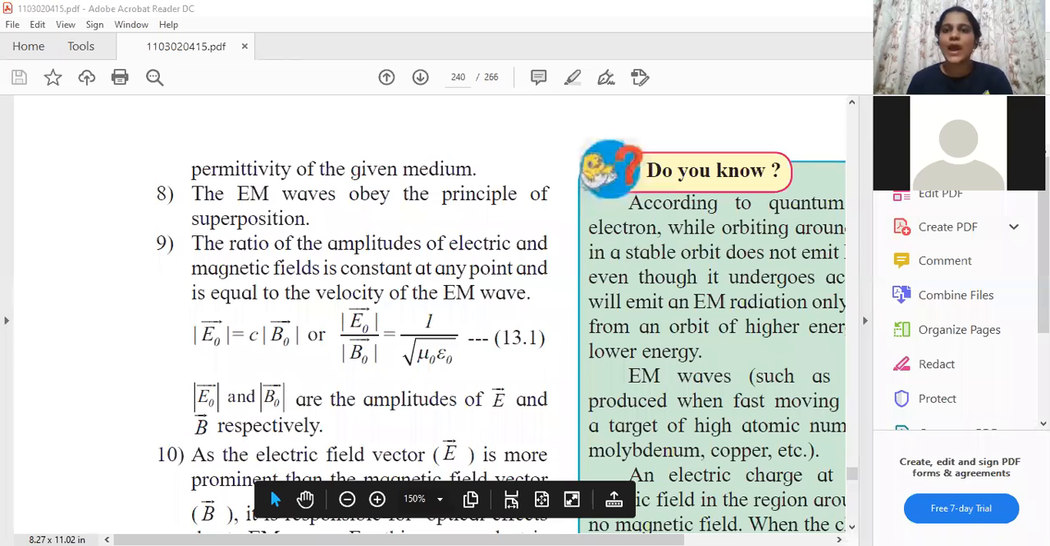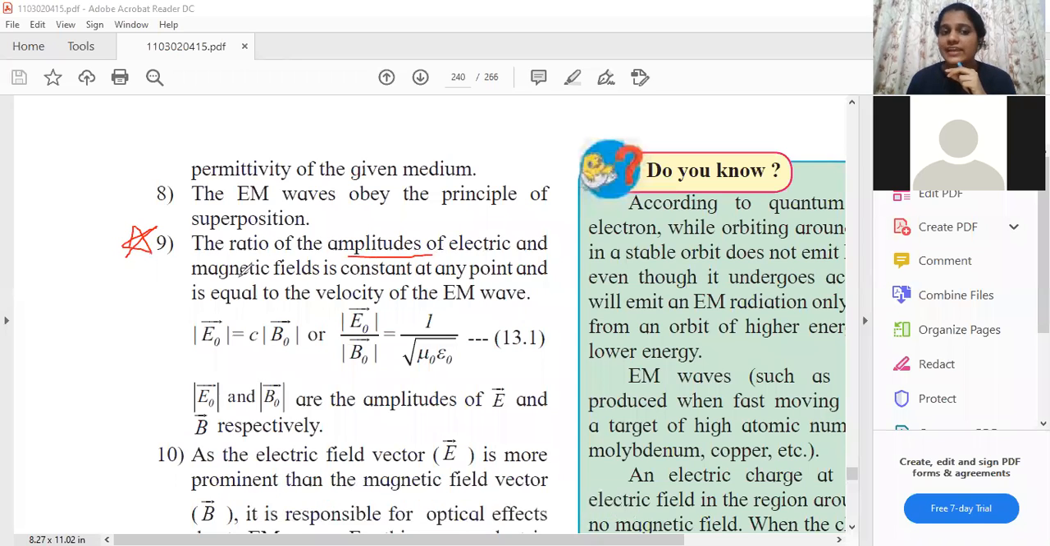Okay, so let us continue. As I said, please star mark this ninth characteristic. Let us read it again. What is written? The ratio of amplitudes of electric and magnetic field is constant at any point, and it is equal to the velocity of the EM wave.